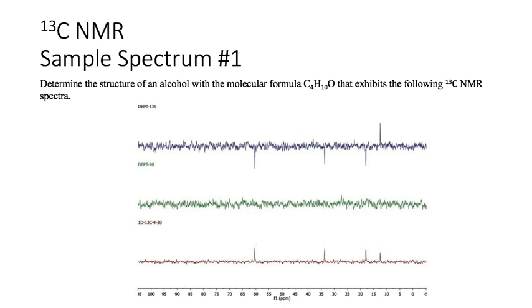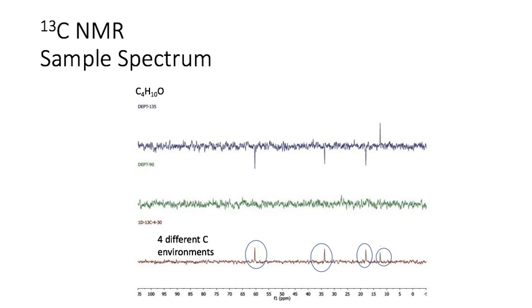It doesn't look at whether I have a CH or a C without anything. It just says how many different C environments I have in the red spectrum on the bottom. If I circle all of those, that tells me I have 4 different C environments, because I have 4 different singlets showing up.